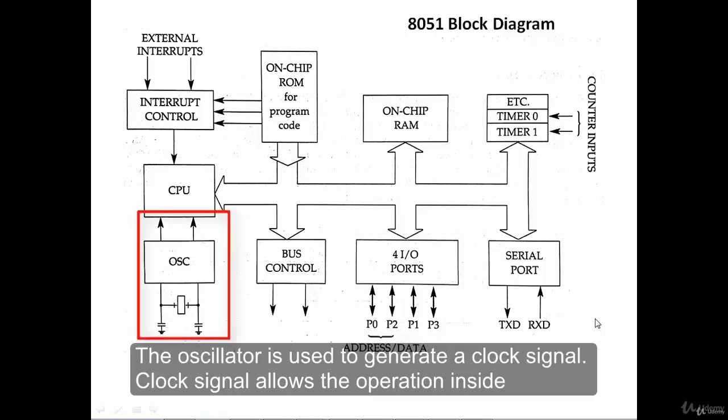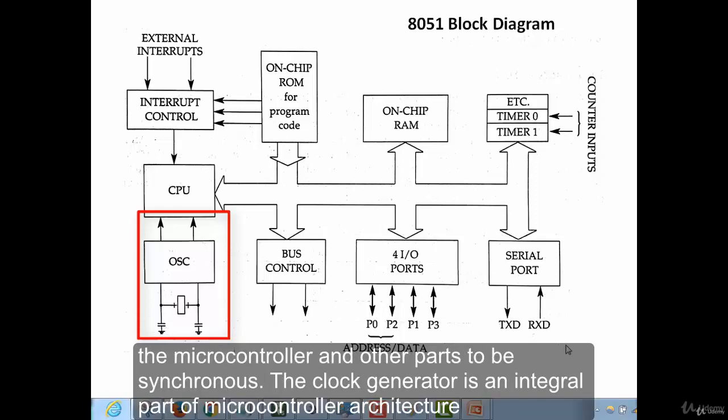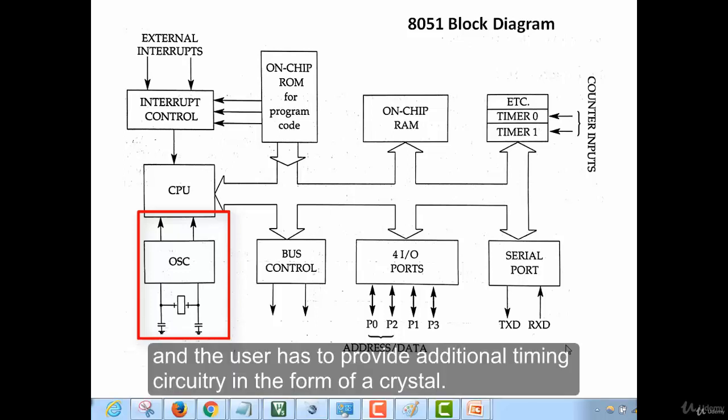Oscillators. An oscillator is used to generate a clock signal. The clock signal allows the operation inside the microcontroller and other parts to be synchronous. The clock generator is an integral part of the microcontroller architecture, and the user has to provide additional timing circuitry in the form of a crystal.